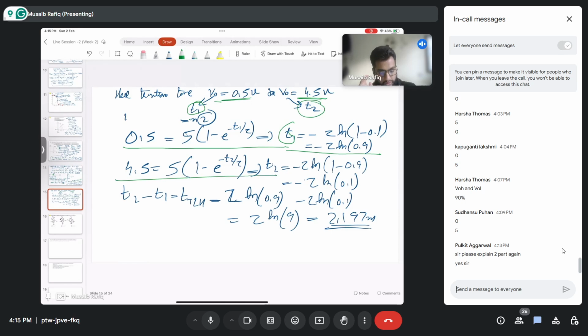I have used equation 2 and plugged 4.5 volt there and 0.5 volt here. Now I will take the difference of these two, T2 minus T1, which is equal to the transition time. That comes out to be tau times ln of 0.9 minus tau times ln of 0.1. Basically, ln a minus ln b is equal to ln of a by b. So it comes out to be tau times ln 9, which is 2.197 nanoseconds, right? Is that clear?